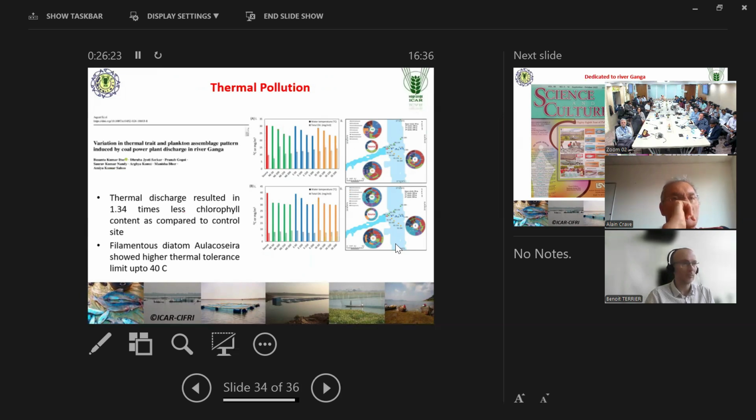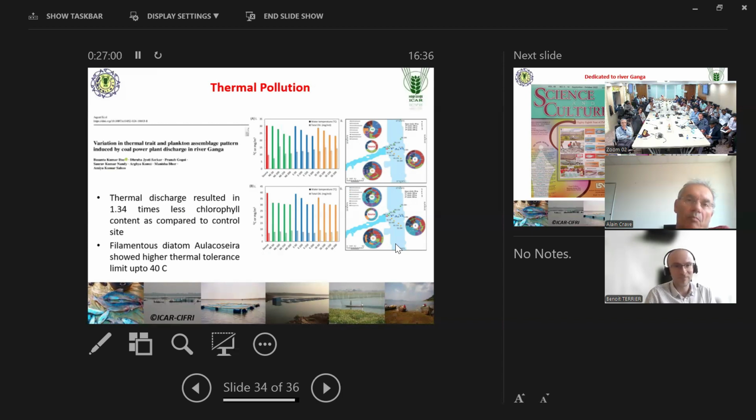So, for example, this is the NTPC thermal power plant. The discharge comes to the river Ganga. We have sampled all the planktons and benthic organisms, to see how they are behaving with thermal pollution. And we have seen that this thermal discharge has 1.3 times less chlorophyll than the normal. And some species can tolerate up to 40 degrees centigrade. Imagine the water temperature 40 degrees, not the air temperature. So this algae could be an indicator when we are talking about climate change.